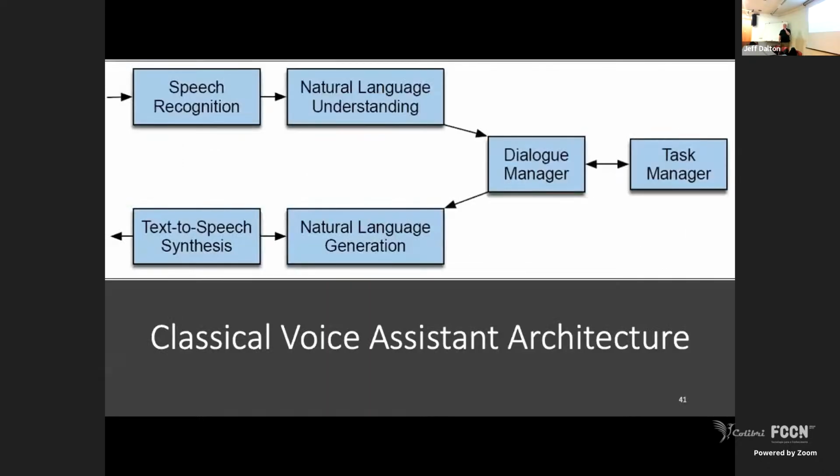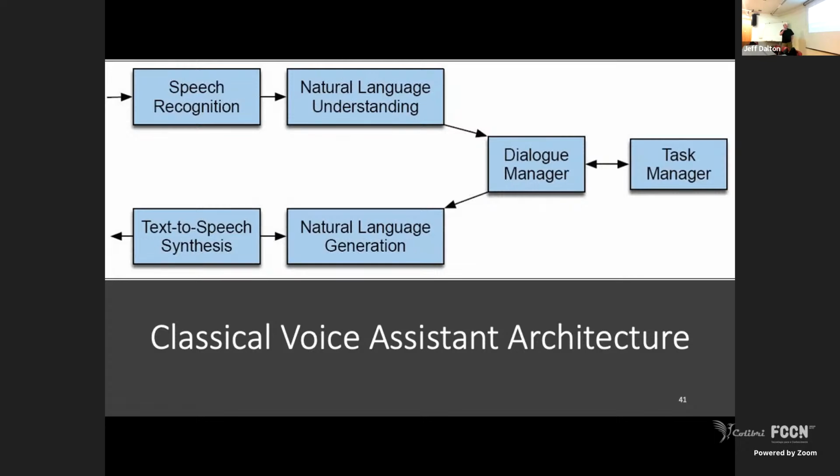So speaking of classic architectures, has anyone seen this diagram before? A couple people. This is a classic dialogue systems architecture for a speech system. This has not changed much in 40 years. Pretty much the same diagram that you'll see. And if you look at the Alexa systems and many of the existing systems, they more or less follow the same structure. So these are the simple conversational systems.